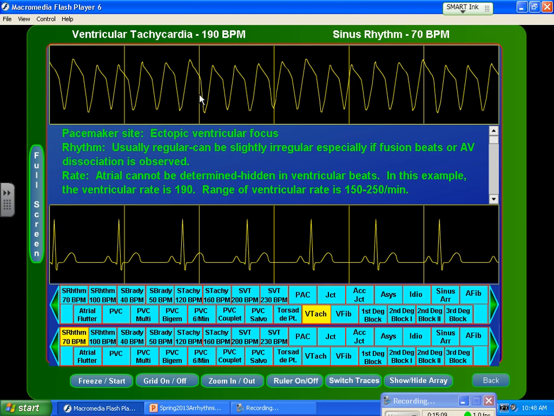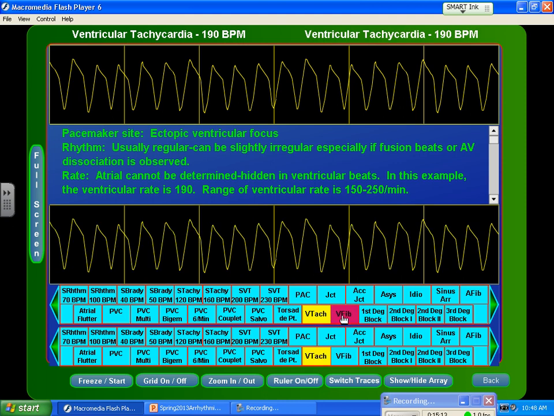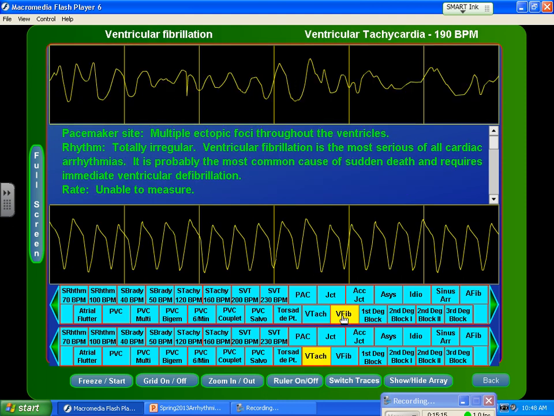Now that's VTAC. I'm going to put VTAC on the bottom and VFib on the top. See the difference? What do we say fibrillation is? Quivering. So if the ventricles are quivering, there's no contraction, so there's no cardiac output. When you see this, you're not going to have a pulse, you're not going to have respirations, and you're going to defib and do CPR.